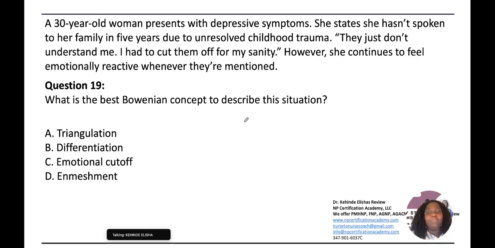A 30-year-old woman presents with depressive symptoms. She states that she hasn't spoken to her family in 5 years due to unresolved childhood trauma. They just don't understand me. I had to cut them off for my sanity. However, she continues to feel emotionally reactive when they are mentioned. What is the best Bowenian concept to describe this situation? A, triangulation. B, differentiation. C, emotional cutoff. D, enmeshment. Providers, what do you think?